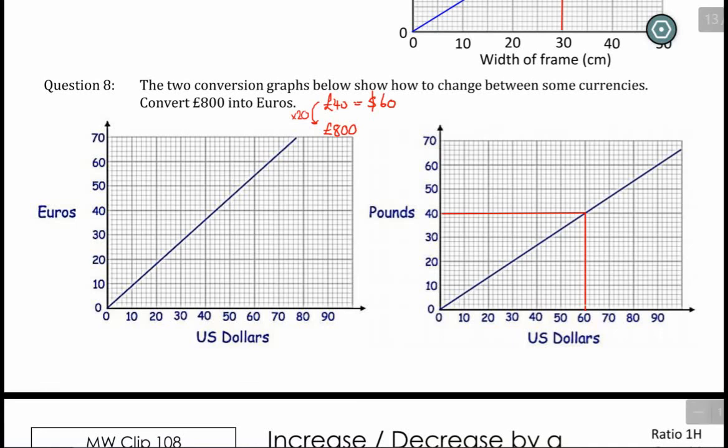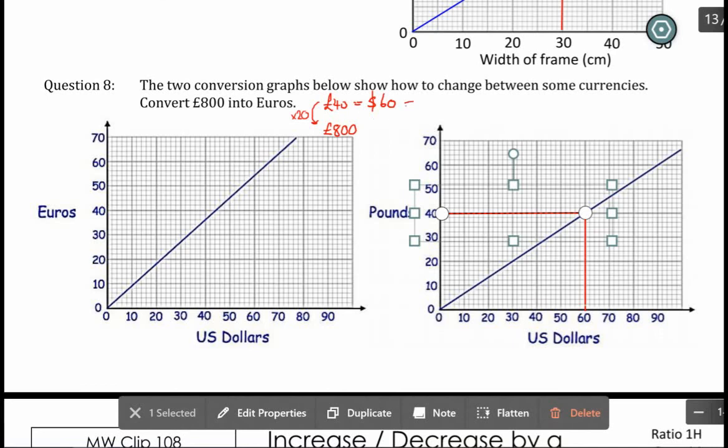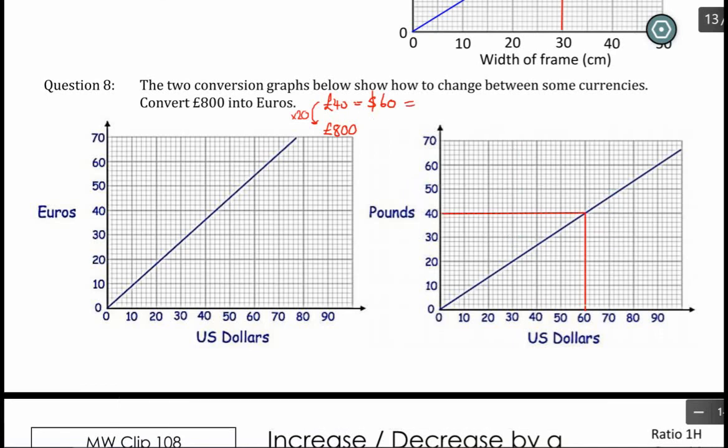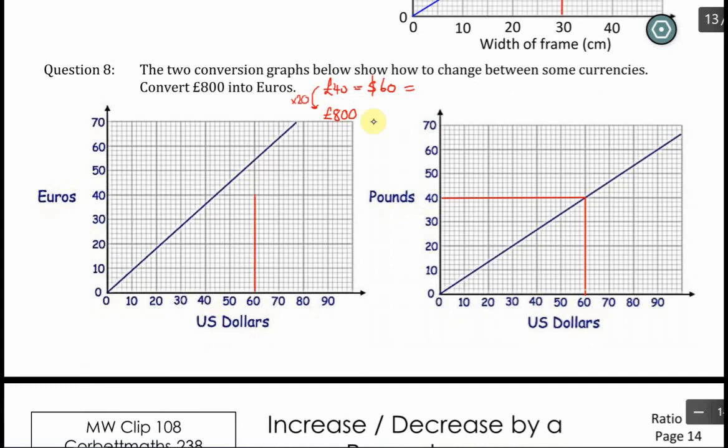Now I'm not going to actually do that now with the dollars, because then the dollars just won't fit on that axis. So I'm actually going to do that at the end of the question. I'm going to use $60 to work out what that is in euros first. Okay, so going up from $60, it's the line about there. That's about 54 euros by the looks of things.